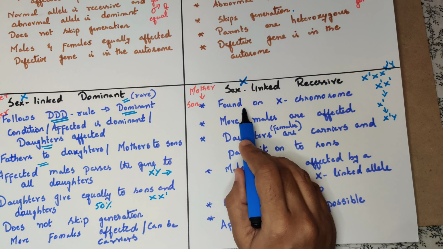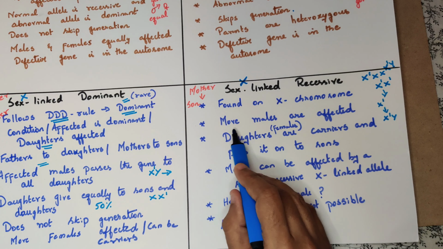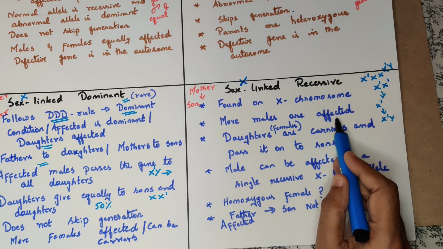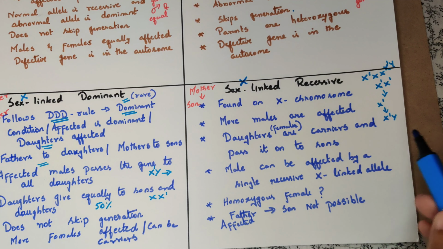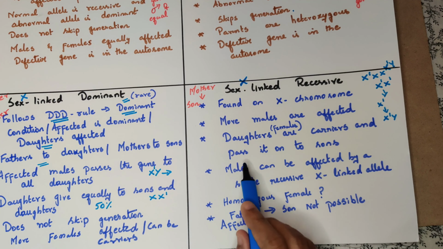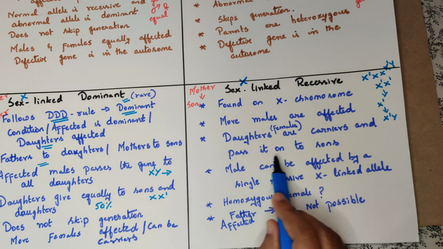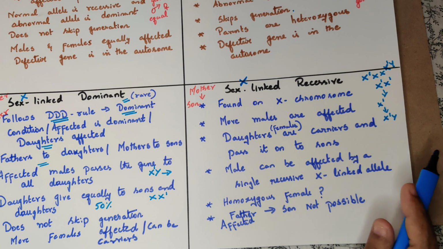So let's see the first point. It's found on X chromosome. More males are affected here because they have only one X gene. There is nothing else to suppress it. Whereas in a female, she has one normal X gene. So the normal X gene will take care of the one X gene that has been affected. And the next one is daughters are carriers and pass it on to sons. So sons are all affected.